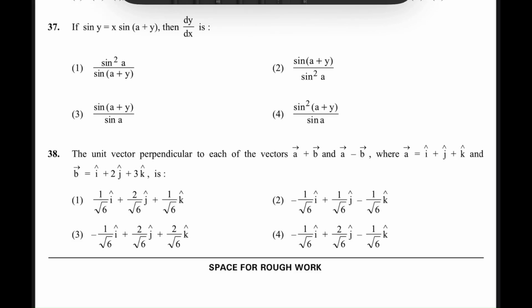So today we are continuing with our question solving series of the CUET mathematics paper, last year 2024 question paper. We have already discussed up to question number 36. So without any delay, let's start with question number 37.